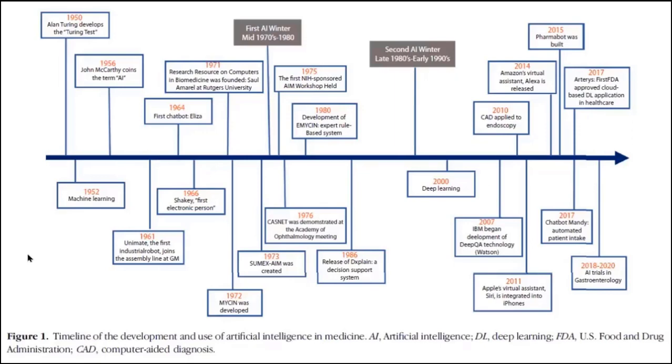The term machine learning was first used in 1952. Artificial intelligence was first described in 1956. The term deep learning was created in 2000. In 2010, gastrointestinal endoscopy was performed with the help of artificial intelligence. In 2014, Amazon's virtual assistant Alexa was released. And in 2017, the FDA approved the first deep learning application in healthcare arteries.